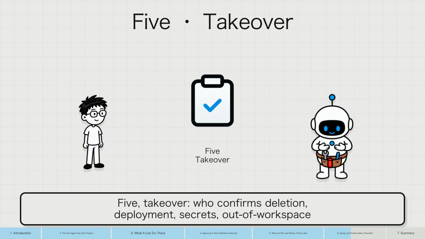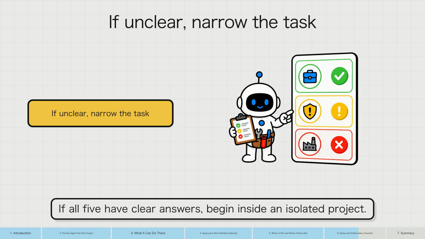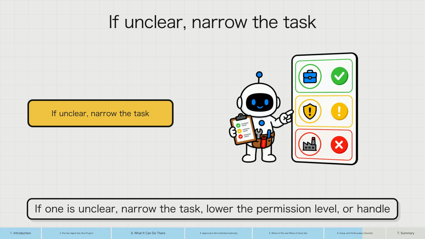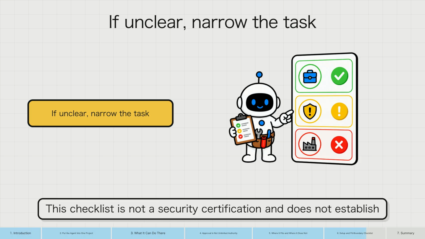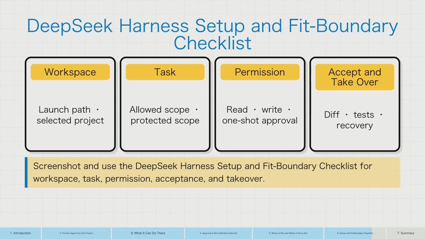5. Takeover. Who confirms deletion, deployment, secrets, out-of-workspace effects, or irreversible consequences, and how will you recover? If all 5 have clear answers, begin inside an isolated project. If one is unclear, narrow the task, lower the permission level, or handle that action yourself. This checklist is not a security certification and does not establish production fitness. Screenshot the DeepSeek Harness setup and fit boundary checklist and use it on your next agent task.